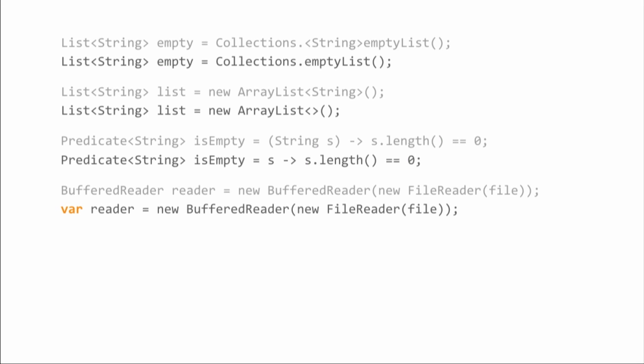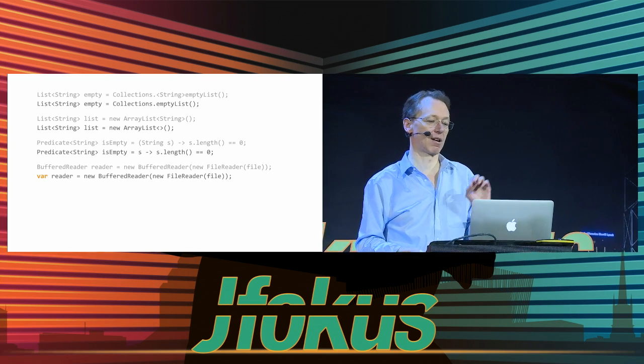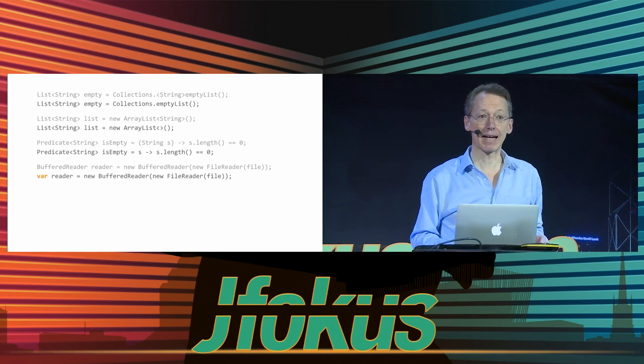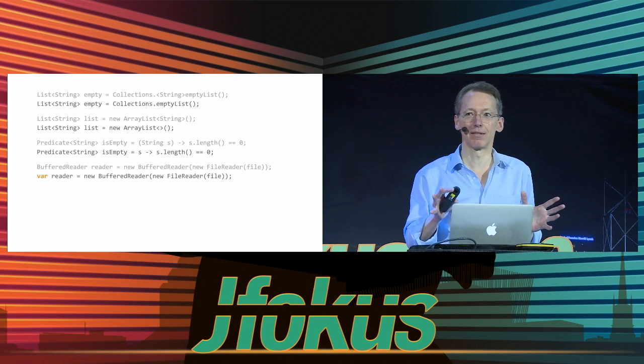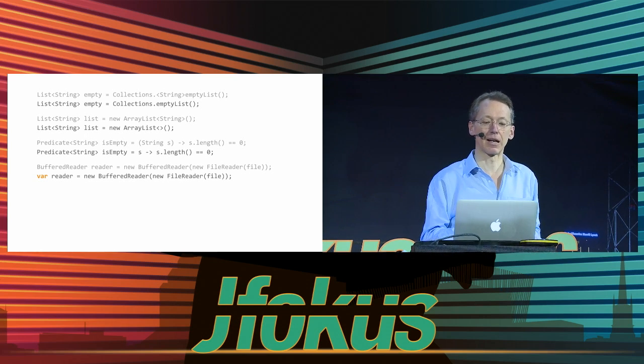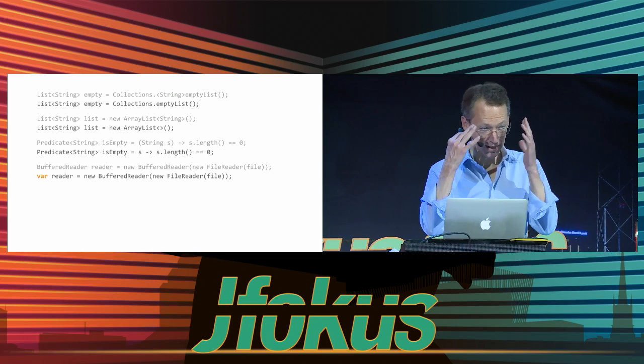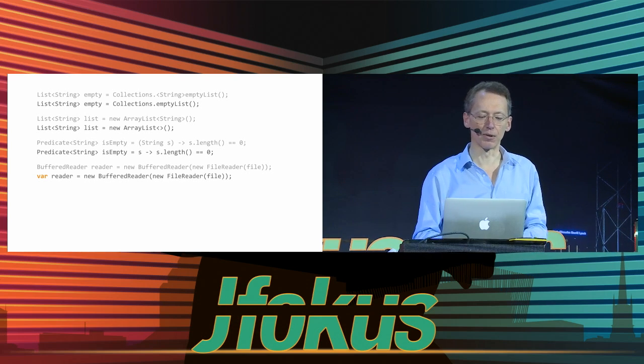So this is for local variables only. You can't use var on fields. You can't use var on method parameters. And it's not dynamic typing. This does not mean we're turning Java into JavaScript. It's still fully statically, strongly typed. It just means less keyboard typing, and hopefully less work to read the code.